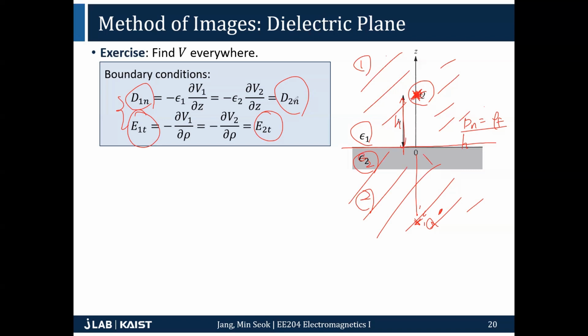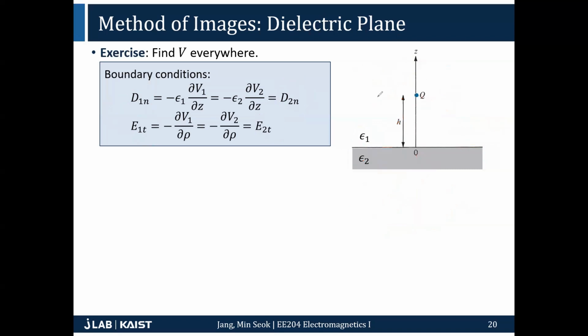And then we apply the boundary conditions, D1 and E1, D2 and E2, and we get two equations, right? And then we have two unknowns, Q prime and Q double prime. And we solve it and we get the solution.